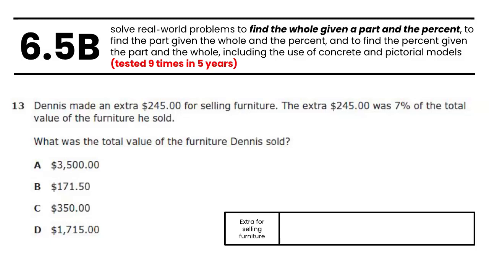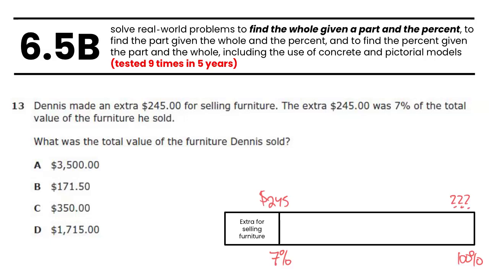Again, using a strip diagram can be a good strategy to help students understand what they are given in the problem and what they are trying to find, so that they can correctly set up their percent proportion. In this particular case, the extra for selling furniture for Dennis was $245, and that extra was 7% of the total value of the furniture sold. Therefore, we know that 100% would go down here to get us the total value, and that total value is what we're looking for in this particular problem.